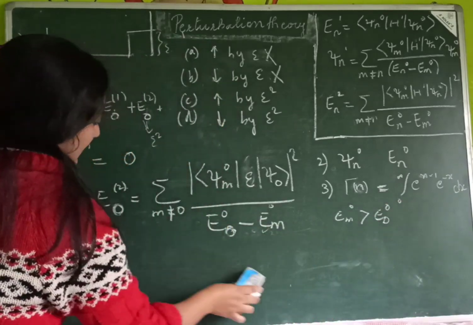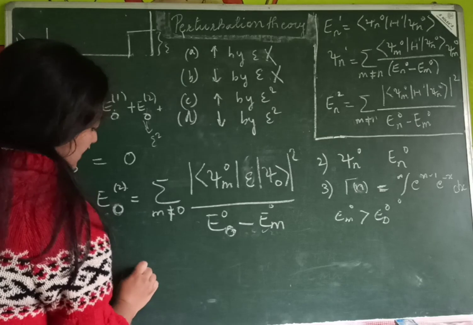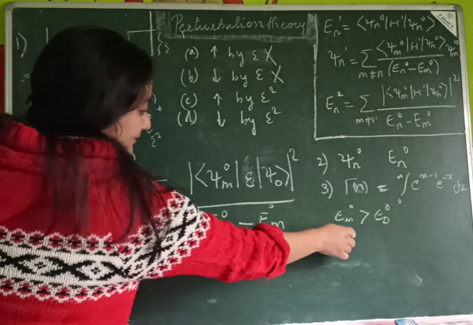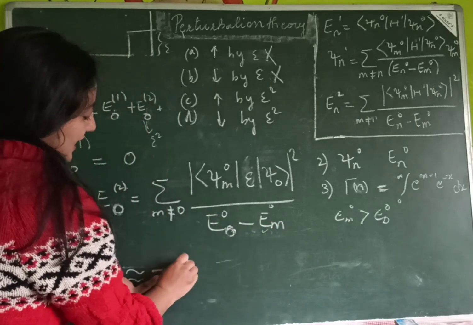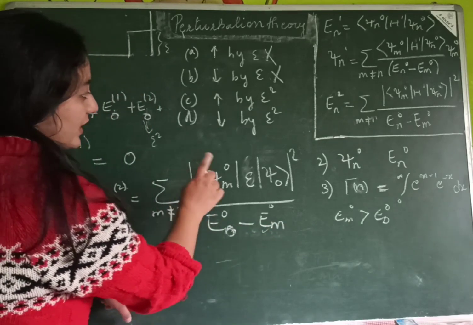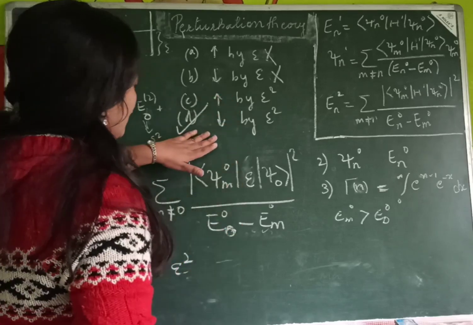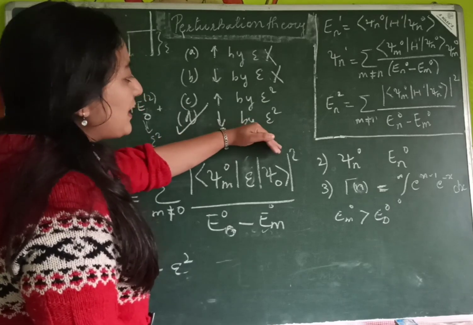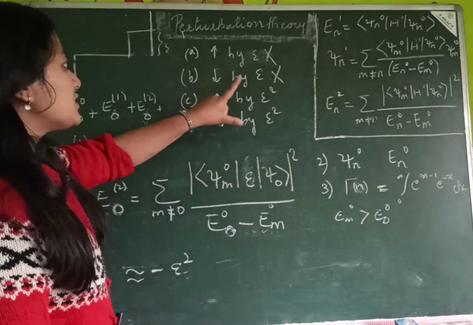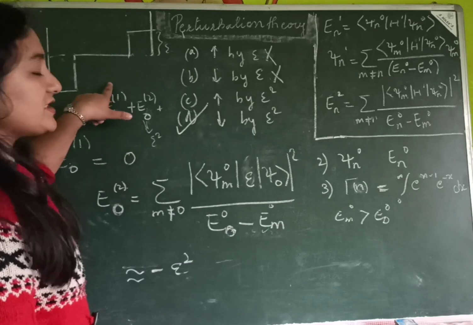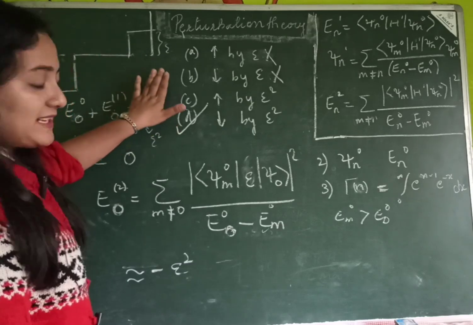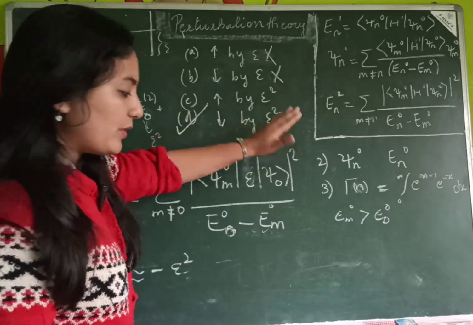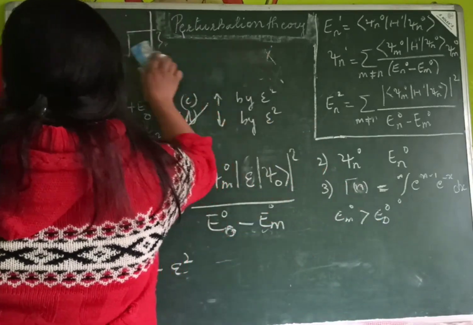Hence this term comes out to be negative because of this, and it is of the order of epsilon squared. Hence the correct option is: after the addition of the perturbation, my ground state energy decreases by the order of epsilon squared. The first order correction is not there, my second order correction exists, and it has been decreased by the order of epsilon squared. Okay, so that is your first problem.